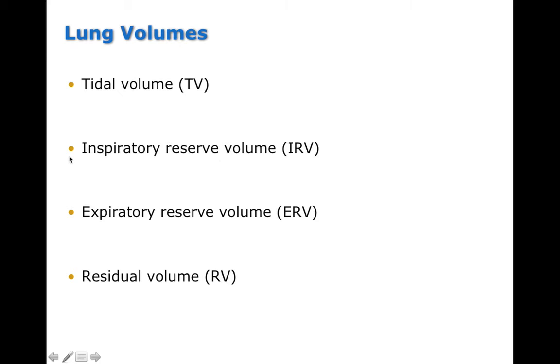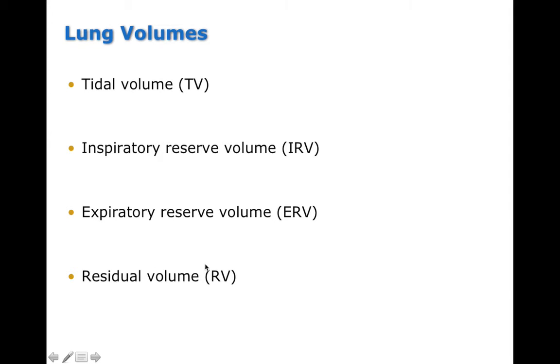Inspiratory reserve volume would just be the volume of air that you can inhale at the peak of tidal volume. So how much air can you inhale totally? And then expiratory reserve volume is how much air can you exhale at the trough of tidal volume. So how much air can you totally exhale as well. And then residual volume refers to the volume of air that's just trapped in your lung tissue.